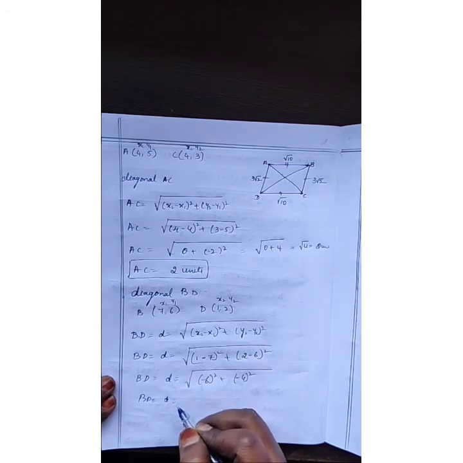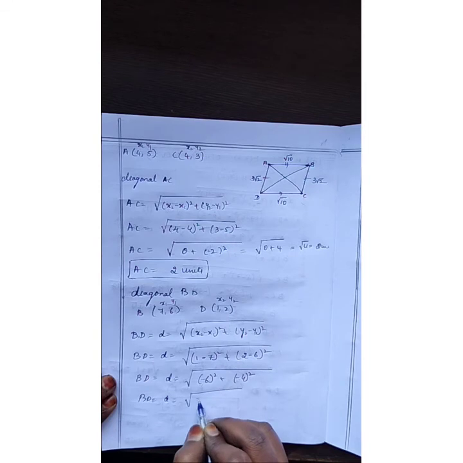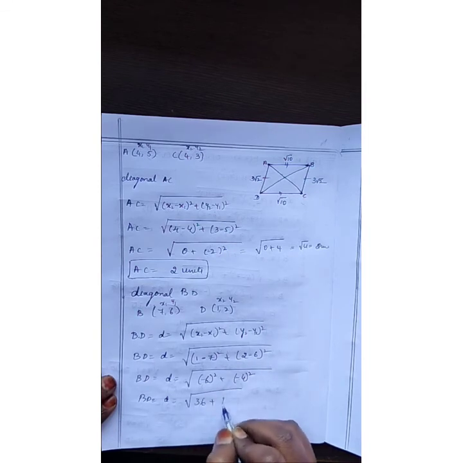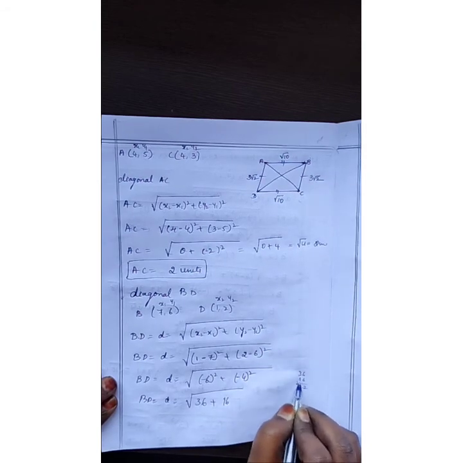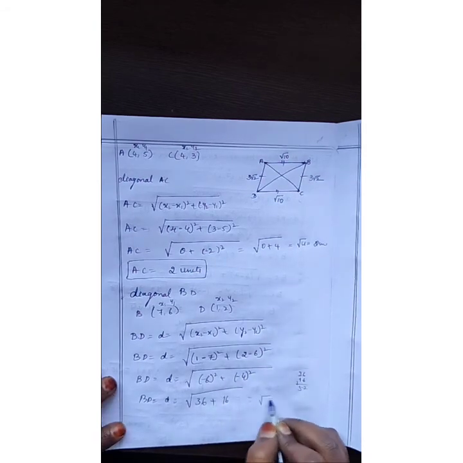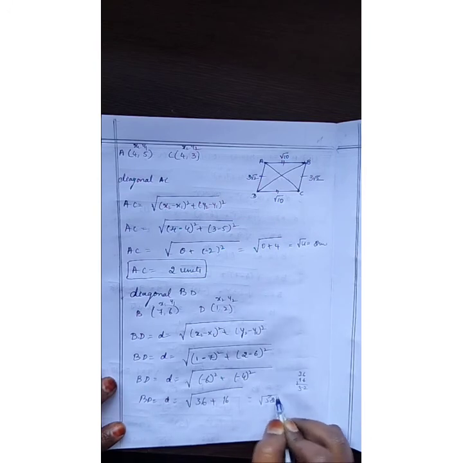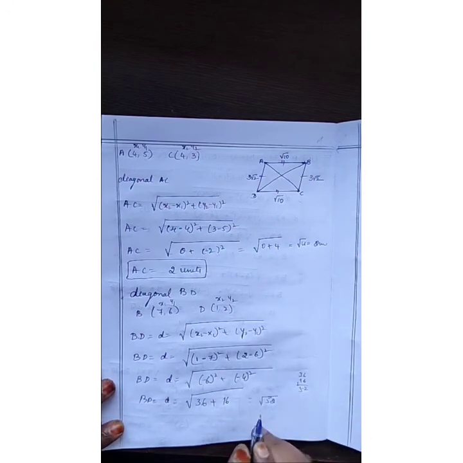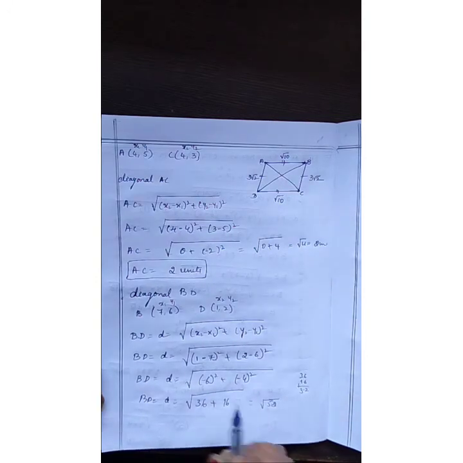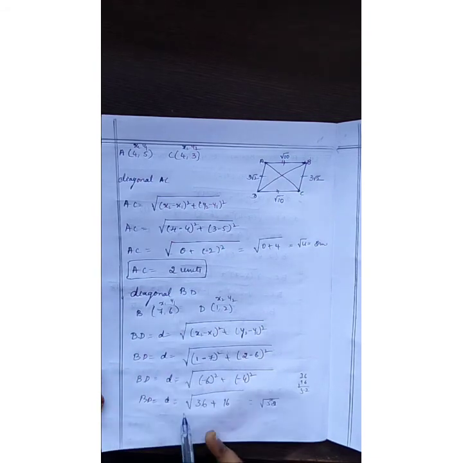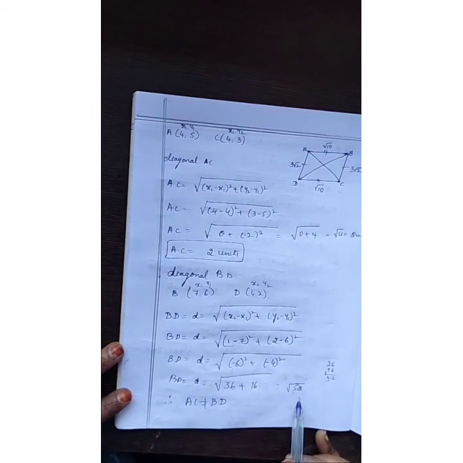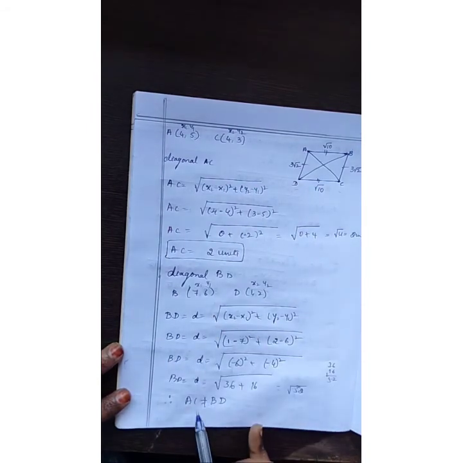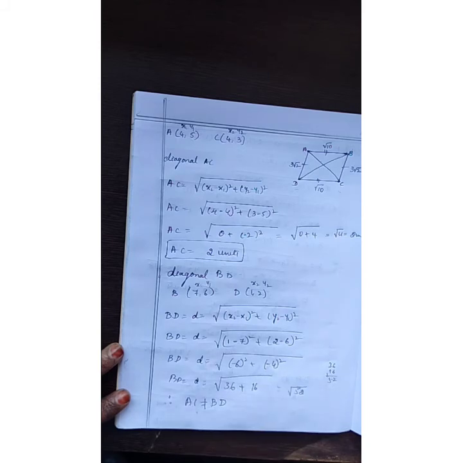Diagonal AC and diagonal BD. 6 square value 36. 4 square value 16. Add these two numbers, 36 and 16. 6 plus 6 is 12, 3, 4, 5. We will get root 52. Okay. How much will you get here? Root 52. Now here diagonal AC value is 2 units and diagonal BD value, hence you write BD value, you got root 52. AC is not equal to BD. Diagonals are not equal. Hence we can write one statement there.